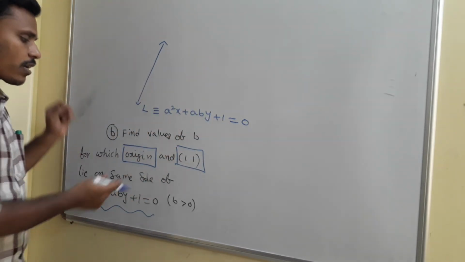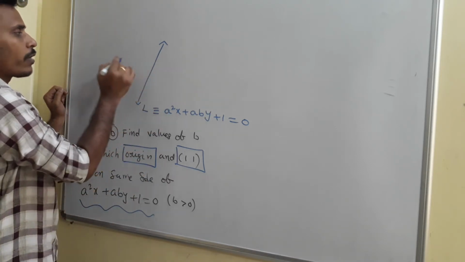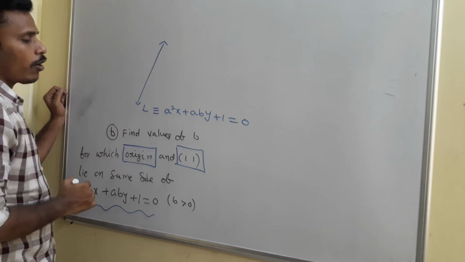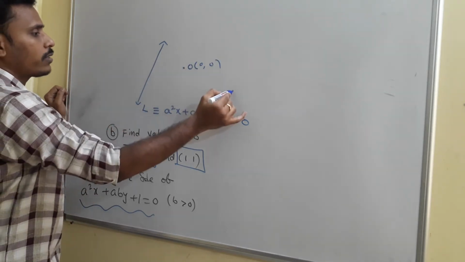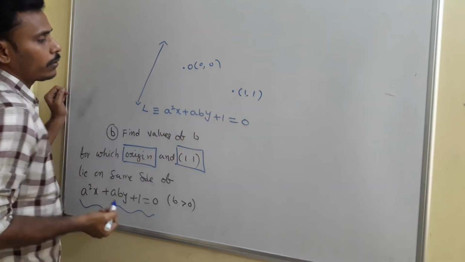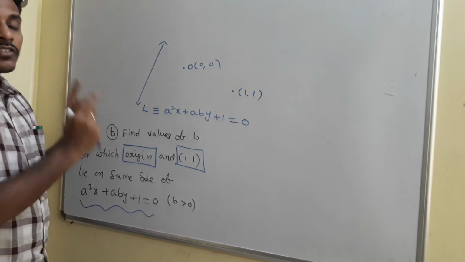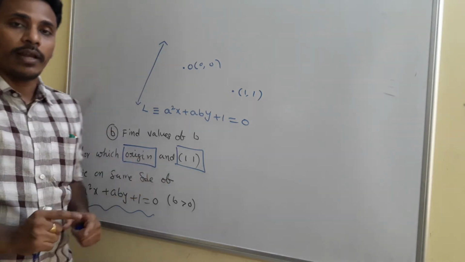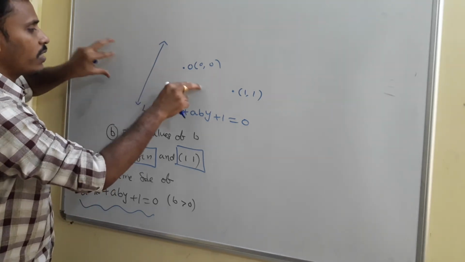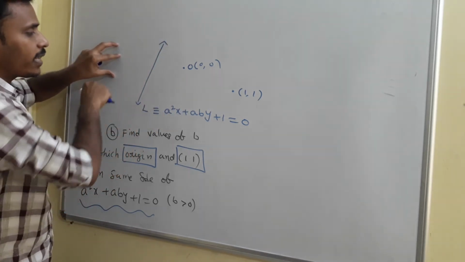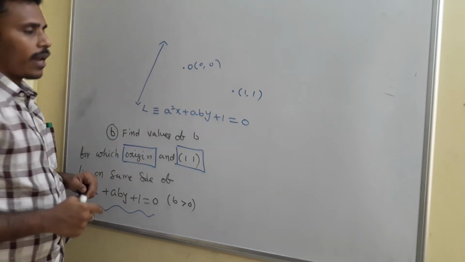And we have 2 points, origin and (1, 1). As they mentioned in the question, both the points are on the same side of the line. Either this side, if this is the origin (0, 0), and somewhere you have another point (1, 1), both the points are on the same side of the line. Same side and either side, those terms you need to memorize. If one point is this side and the other point is this side, then we say that these 2 points are on either sides of the line. If they are on the same side, the picture is like that.